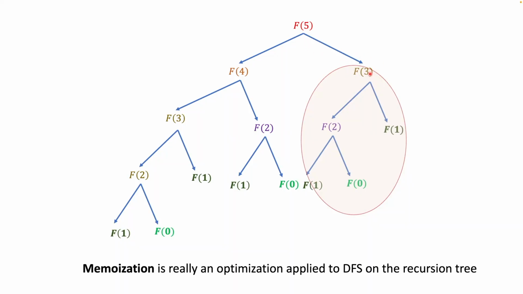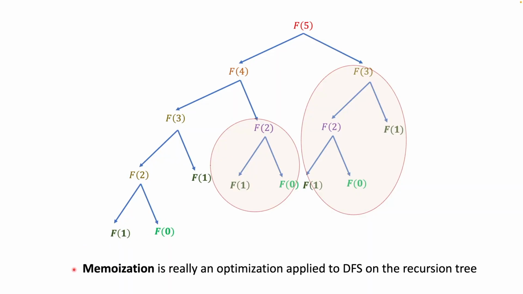I can just use memory. Same thing here, you can say I have seen f of 2 here, so as I'm doing my DFS, when I come back here and I'm about to go down this branch, I can remember that I already calculated f of 2 here, so I don't have to go down this branch.